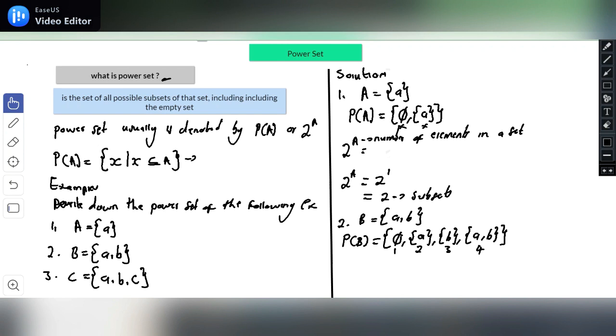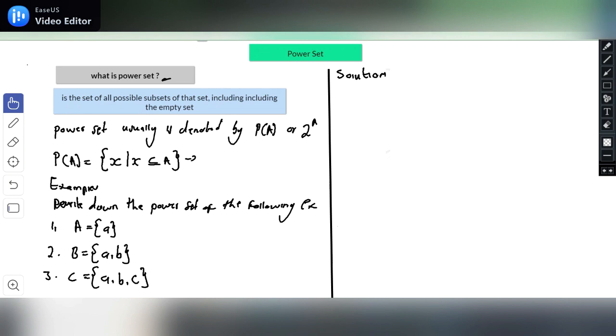How can we prove it? We are going to use that formula 2 to the power of n. How many elements do we have here? We can see that we have 1 and 2, which is 2 to the power of 2, which is going to give us 4, meaning we are correct. So now let's do the last example, which is example 3. I'm just going to erase a few things here because of the space.